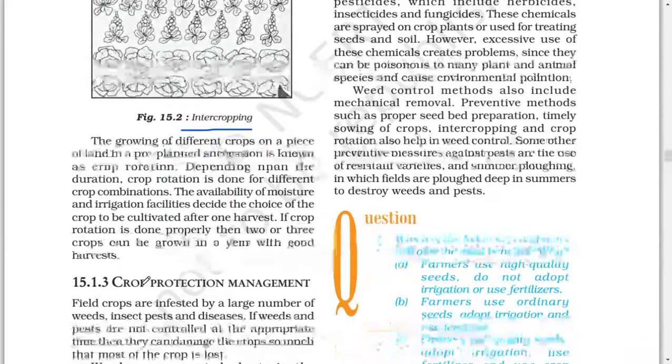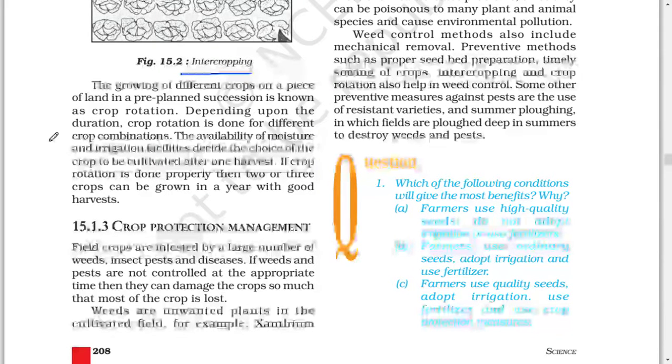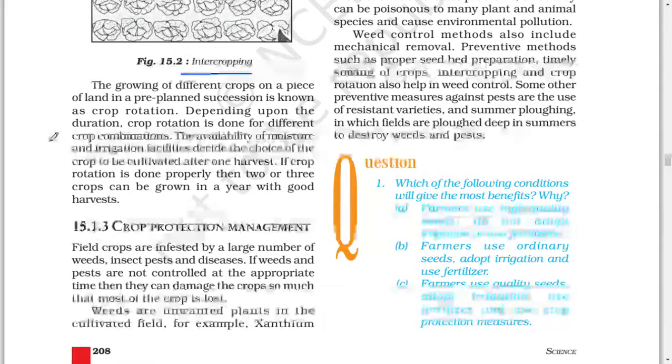The growing of different crops on a piece of land in a pre-planned succession is known as crop rotation. Depending upon the duration, crop rotation is done for different crop combinations. The availability of moisture and irrigation facility decide the choice of the crop to be cultivated after one harvest. If crop rotation is done properly, then 2 or 3 crops can be grown in a year with good harvest.